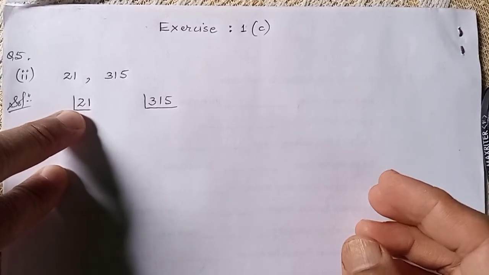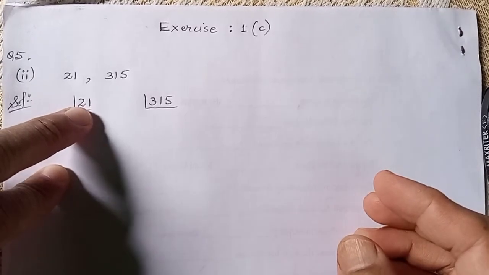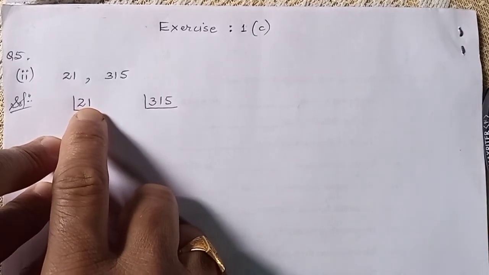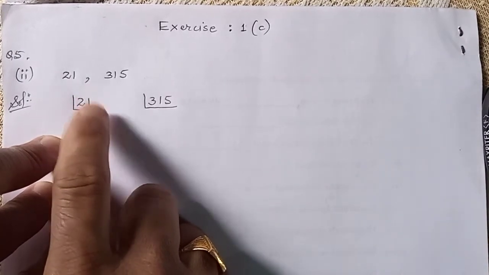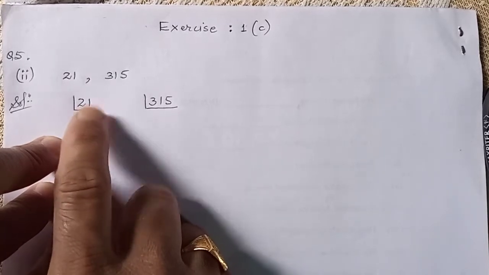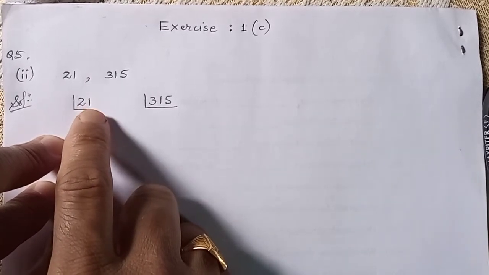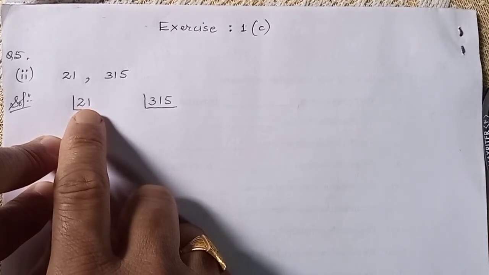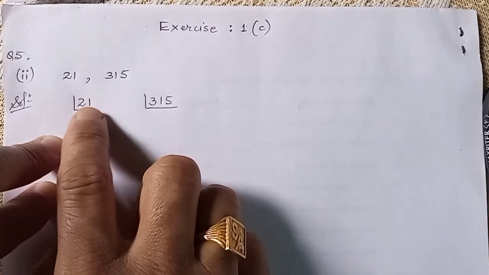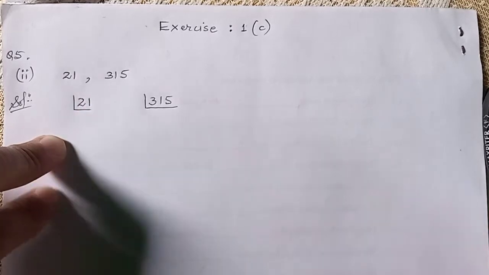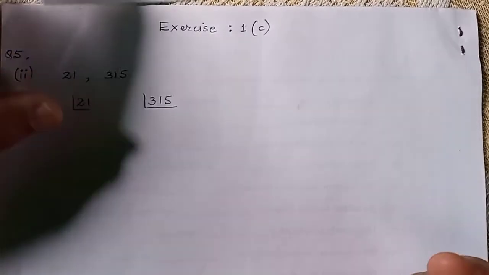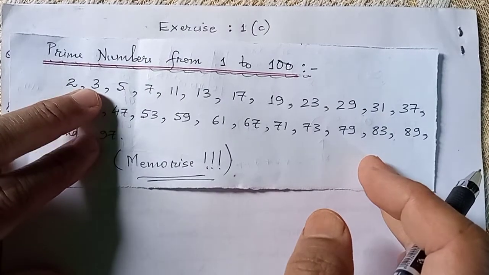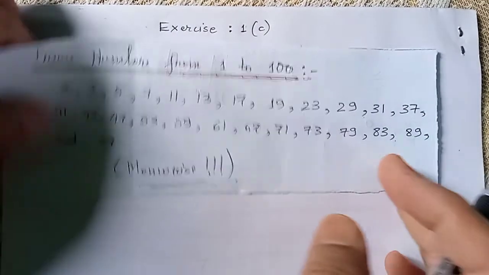The answer is no, because 21 is an odd number, because of this unit digit 1. As you know, for an odd number the unit digits are 1, 3, 5, 7, 9. Since it's 1, obviously it's an odd number, so we cannot divide it by 2. And since you cannot divide by 2, the next number you should try is the prime number 3.